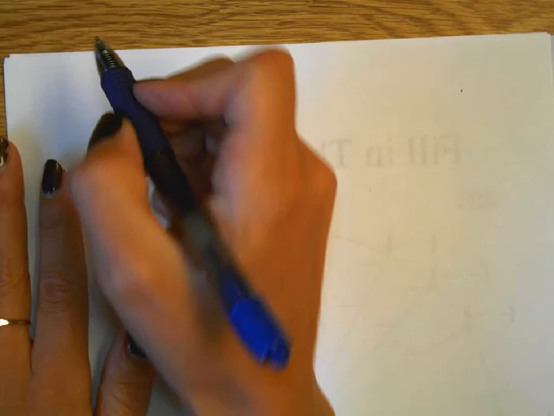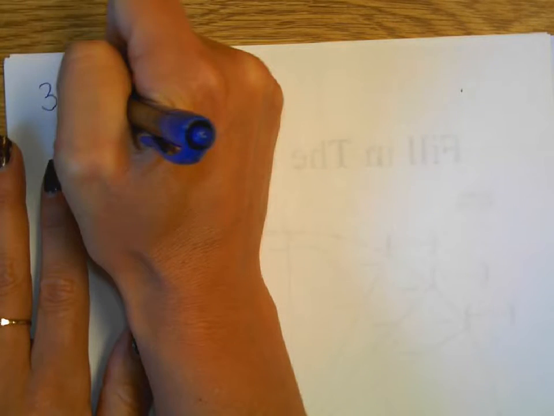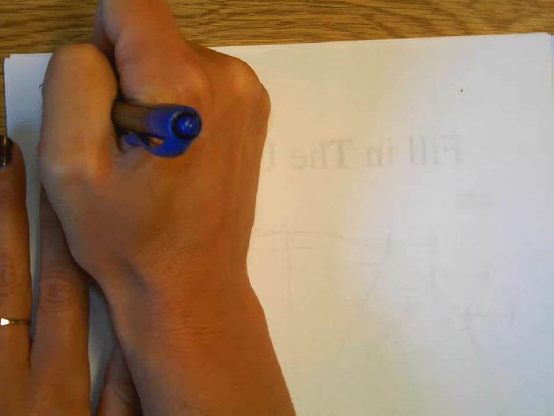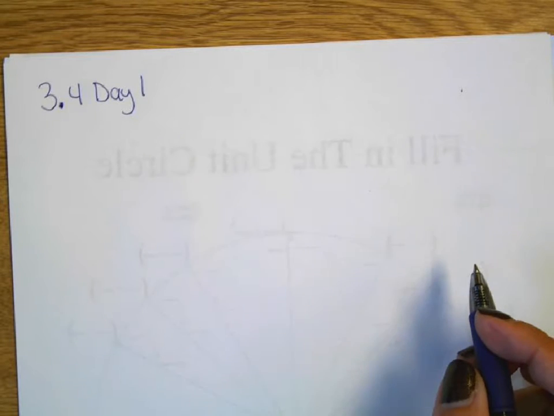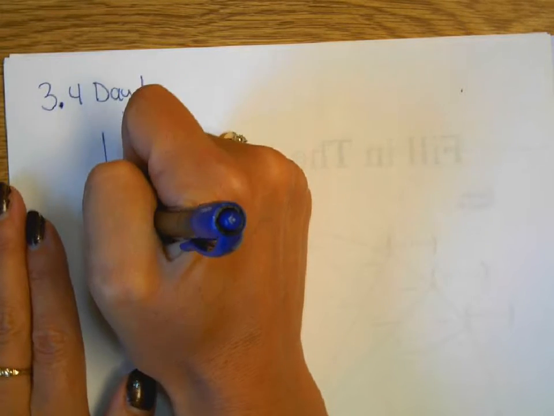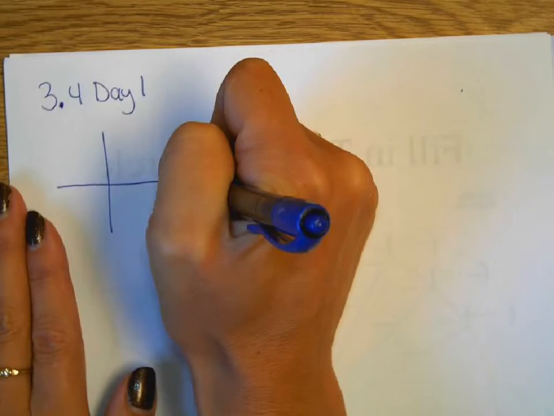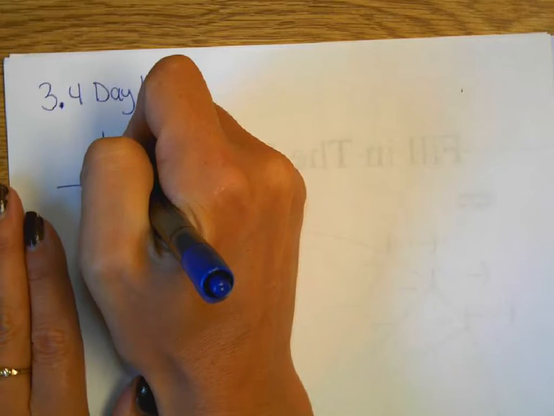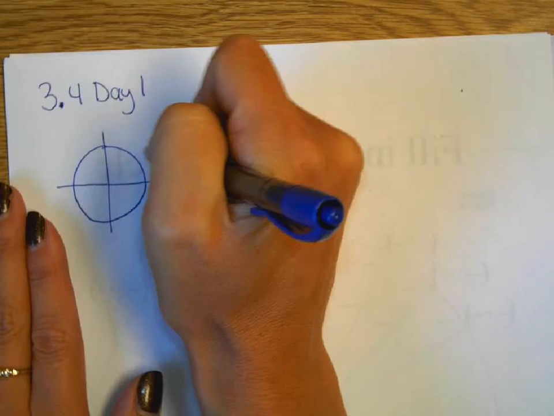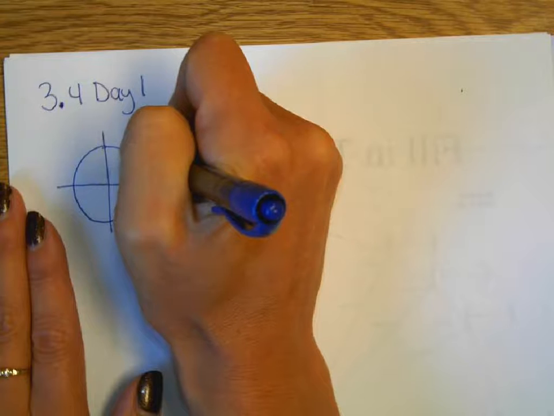Okay, so this is 3-4, day 1. Like I said, we're going to be talking about spinning objects, things that turn: wheels, propellers, anything that's turning. A Ferris wheel, yes, we'll be talking Ferris wheel. Tilt-a-whirl, I don't know if we're going to do tilt-a-whirl.